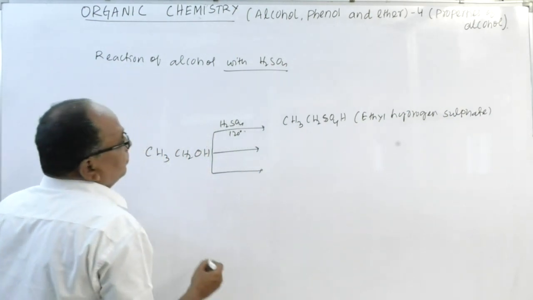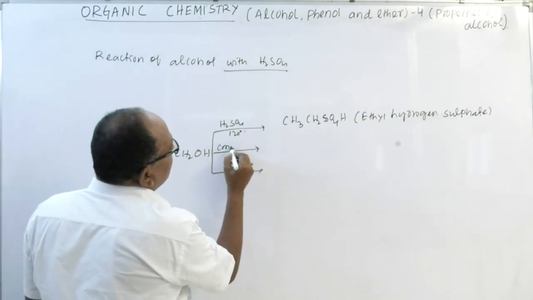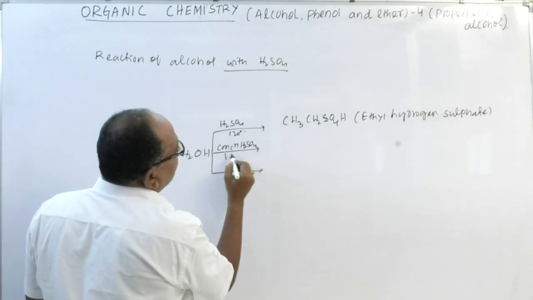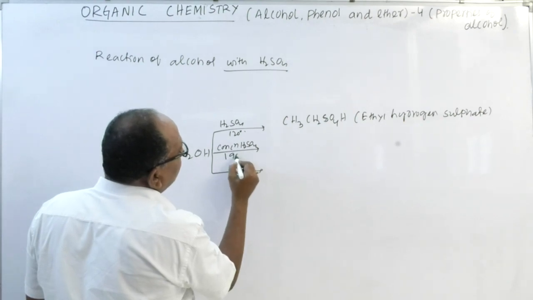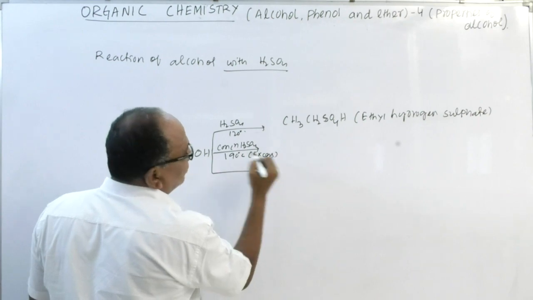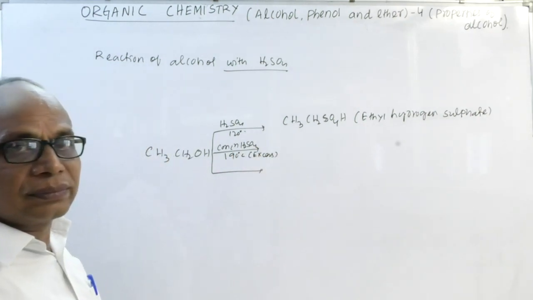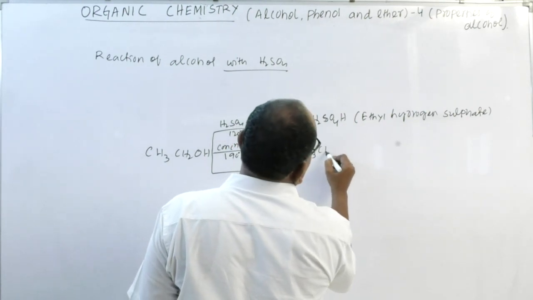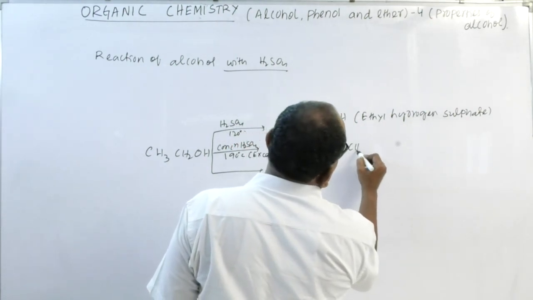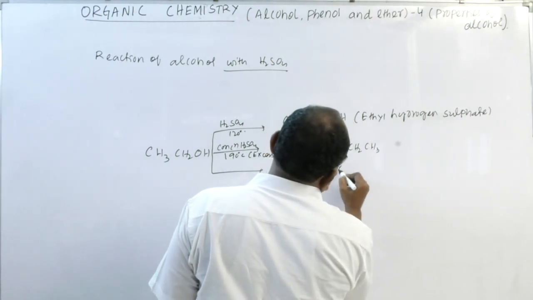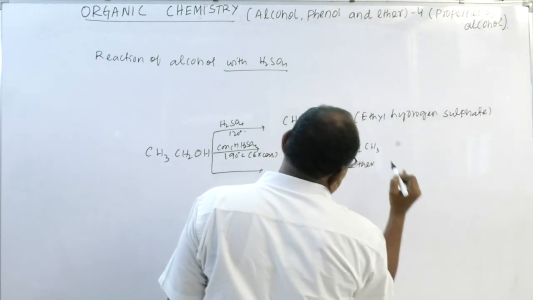When you take concentrated sulfuric acid at 190 degrees C, suppose you take excess, it forms CH3CH2OCH2CH3. This is called diethyl ether.